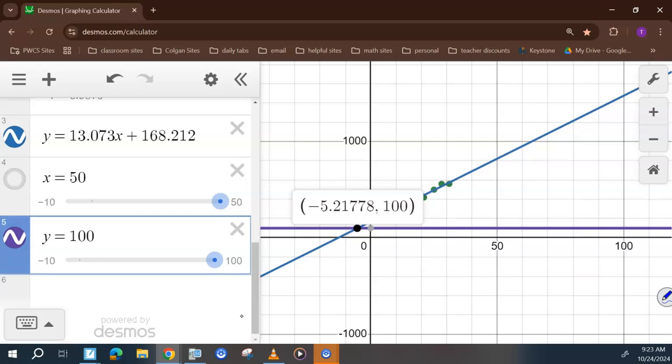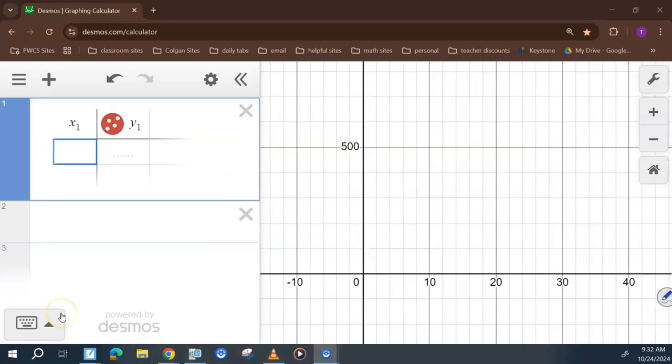Anyone prefer using the calculator or want to still use the calculator over Desmos? Okay, so I want you to try the next one using the calculator or Desmos, whichever. But before you start putting it into Desmos or the calculator, wait 1 second.